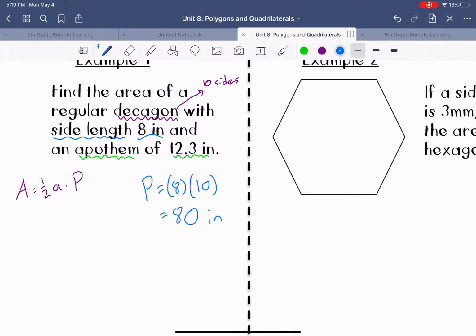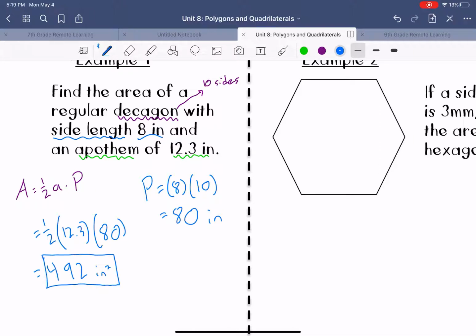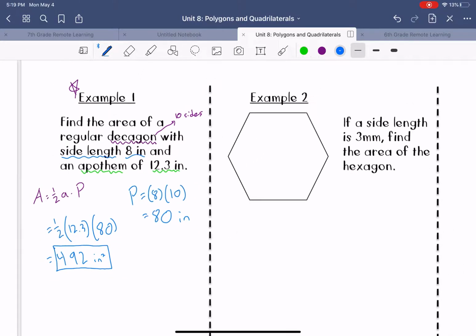So to find the area, all we're going to do is 1/2 times 12.3, which is the apothem, times the perimeter of 80. And when I do that, I am going to get 492 inches squared. Okay, so we can pretty easily find the values we need and plug them into the formula.